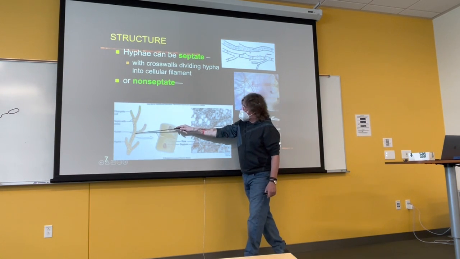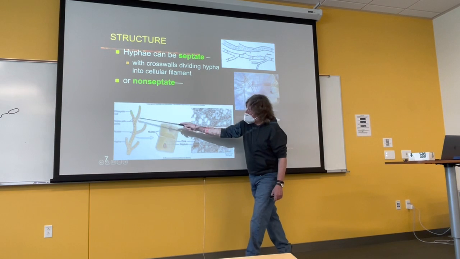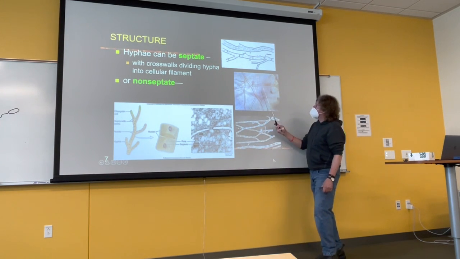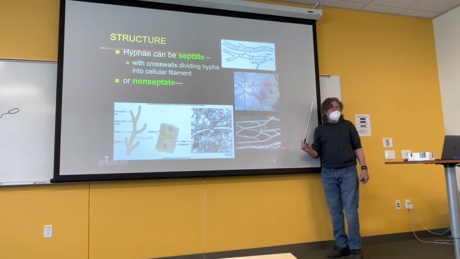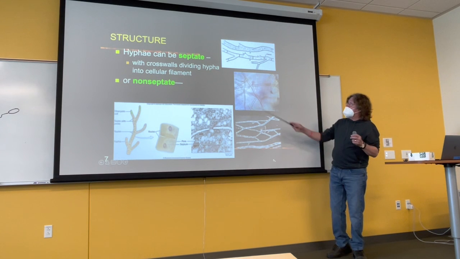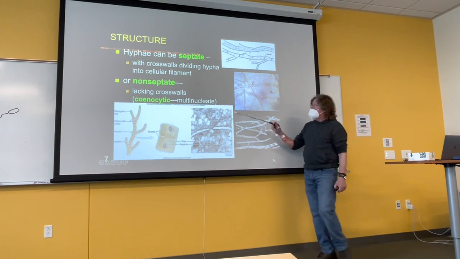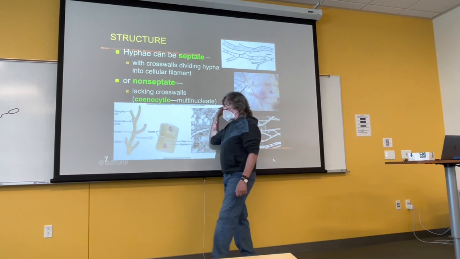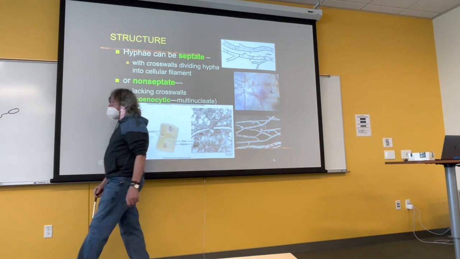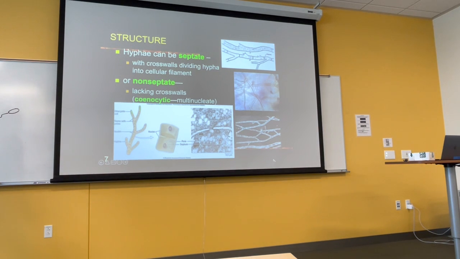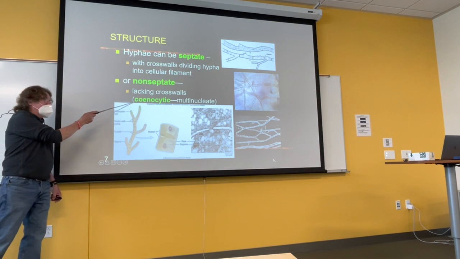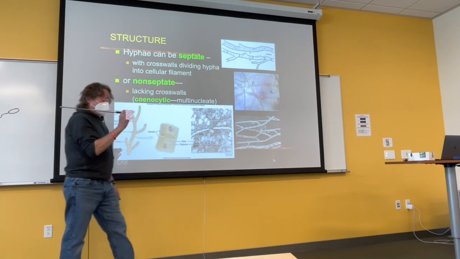So this is non-septate. No, that's septate. This is septate. This is non-septate. This here is an electron micrograph of septate. You can see that it's divided up into cells. And this is a major important thing. So those fungi that are non-septate are said to be multinucleate, or another word for multinucleate is cenocytic. Okay, cenocytic.